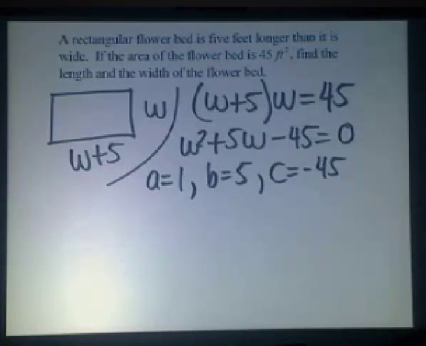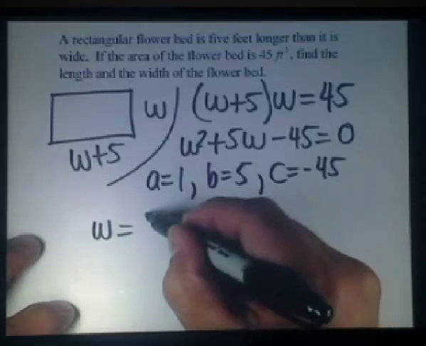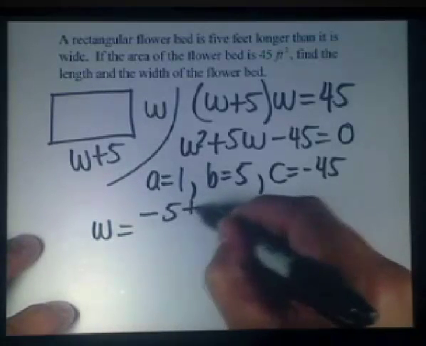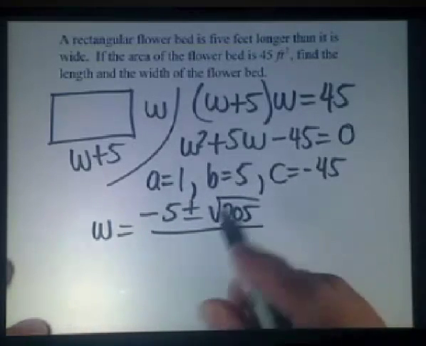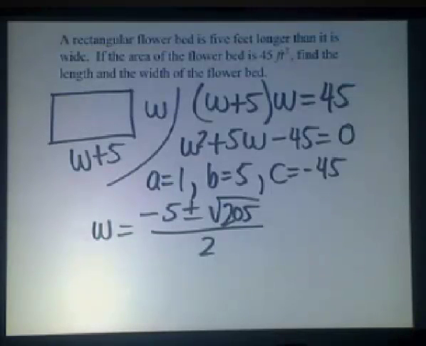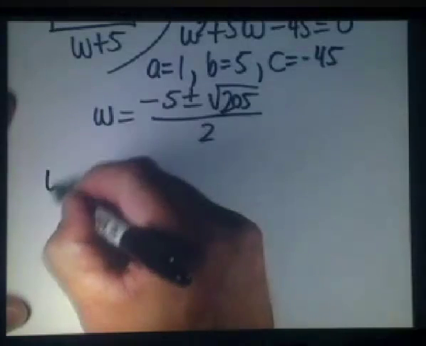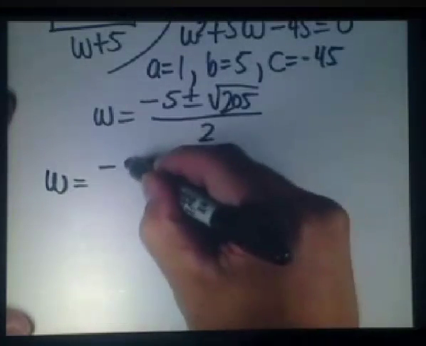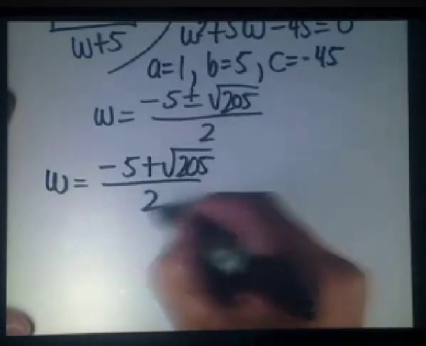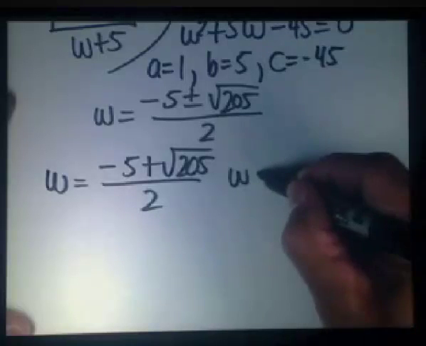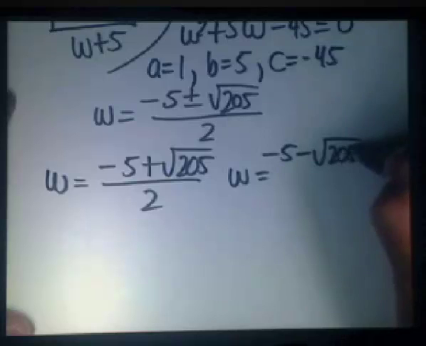Now, when we plug this into our quadratic formula, we'll find our value for the width, and that will look like the following. Negative 5 plus or minus the square root of 205, and that will all be over, in this case, 2. Now let's look at our two possible solutions here. Moving this up, we have W is equal to a negative 5 plus the square root of 205, all over 2. And then the other one will be W equals negative 5 minus the square root of 205, all over 2.